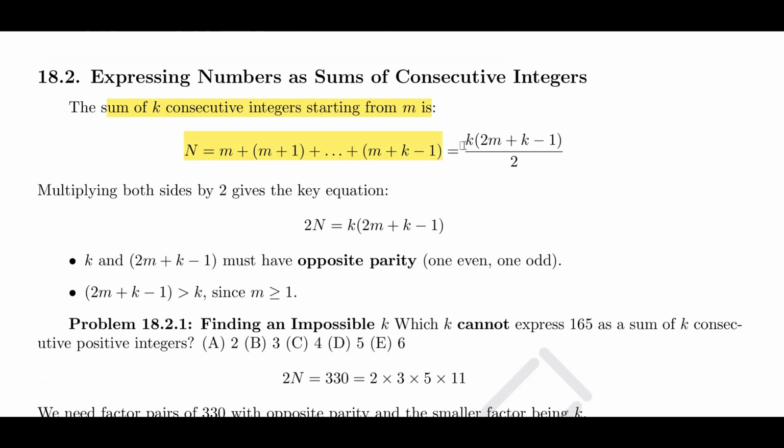Since this is just an arithmetic sequence, we can use the formula for the sum of an arithmetic progression: the number of terms times the sum of the first and last term, divided by 2. Here, the number of terms is k, the first term is m, and the last term is m plus k minus 1. Substituting these in, we get n equals k times (m plus m plus k minus 1), all divided by 2. Simplifying, this becomes n equals k times (2m plus k minus 1), over 2. So, after multiplying both sides by 2, we get the key equation: 2n equals k times the expression (2m plus k minus 1).